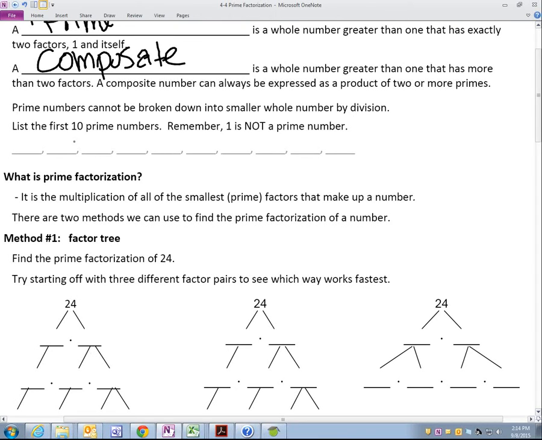So you should have written down 2, 3, 5, 7, 9, 13, 17. There's no 9, you silly, silly guy. 11, 19, 23, Michael Jordan, and 29. Sweet.